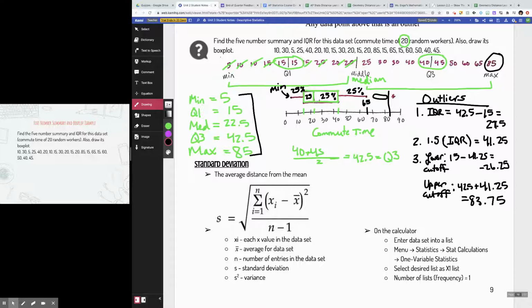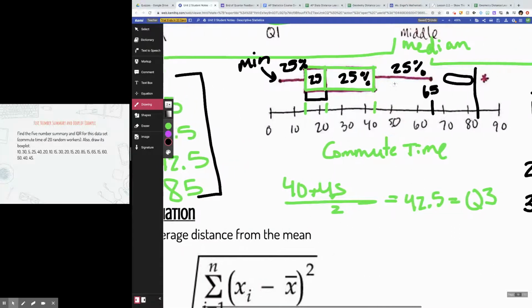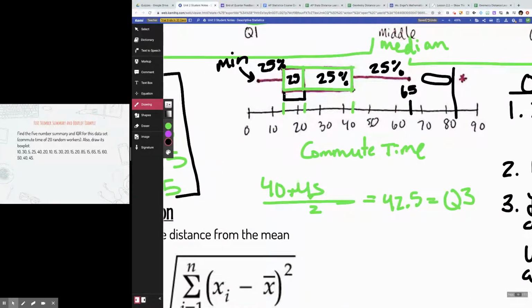So this area, for example, and I'm going to zoom in on this a little bit more so you all can see this better. Okay, so this area right here from Q1 to the median holds the same number of data points as this part of the data going from the median to Q3, right? And so the more space it takes up, the more it is skewed in that direction.